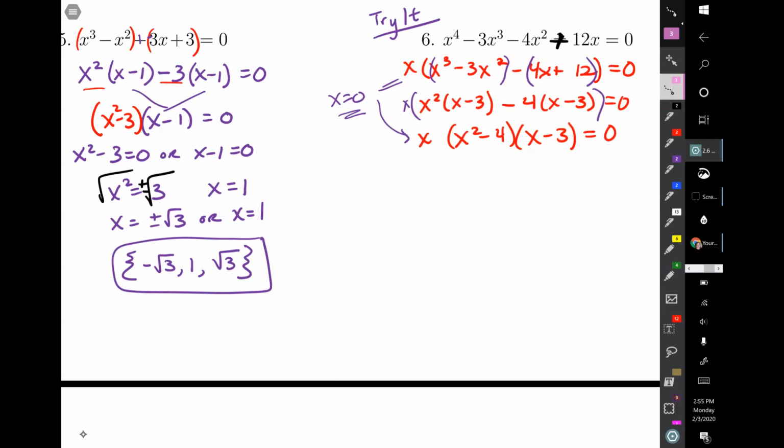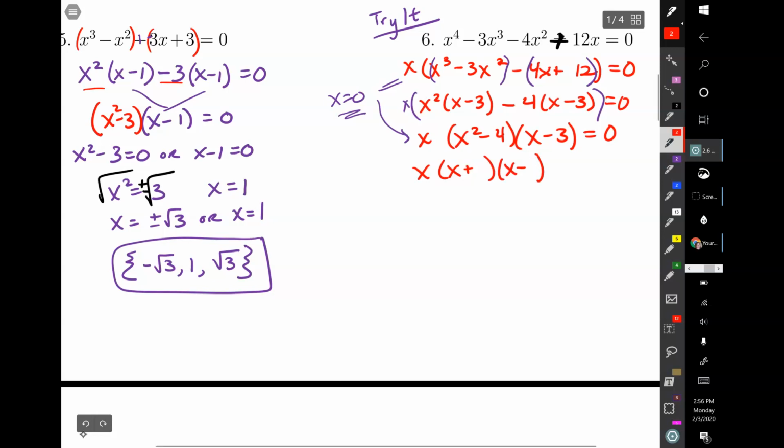So I'm not quite done, because this x squared minus 4 is a difference of 2 squares, so I want to write that as x plus 2 times x minus 2, or I could just use the square root method there and do it that way.